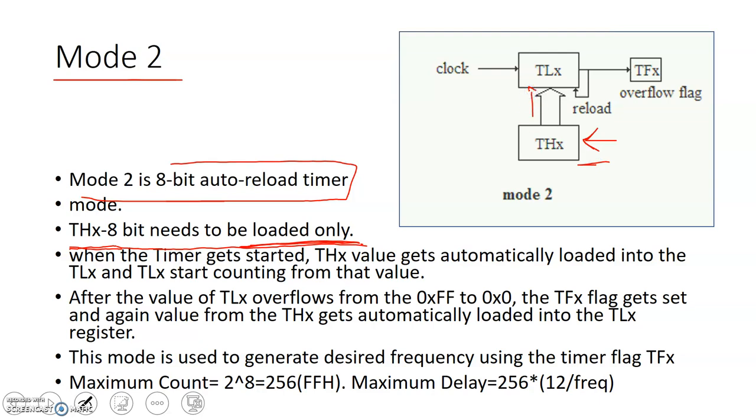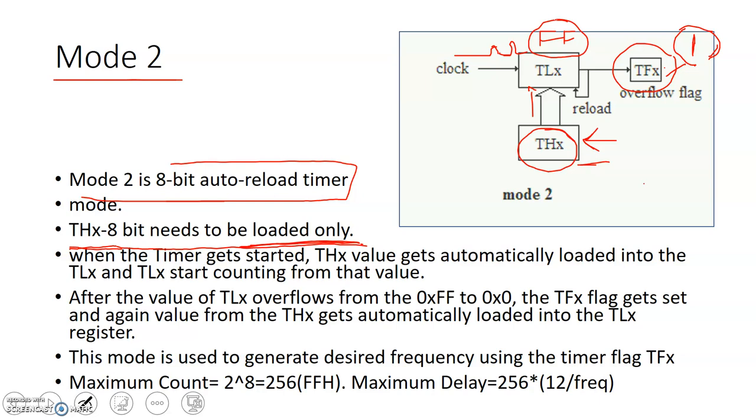What happens is, this number gets copied to TLX, and when clock pulses come, the up counting starts, and when it reaches the value FF and then another pulse comes, the timer overflow flag is set, it becomes 1, and TLX is again reloaded with the value that has been initially put into THX. Okay, and this process continues. So we get a 1 when TLX reaches the value FF every time.